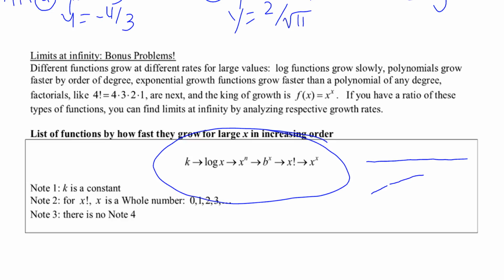Okay, and x squared, that grows pretty fast. But 2 to the x, that grows even faster. And then the king of growth there, x to the x, that's growing the fastest. So we can use these growth rates to help us analyze limits.